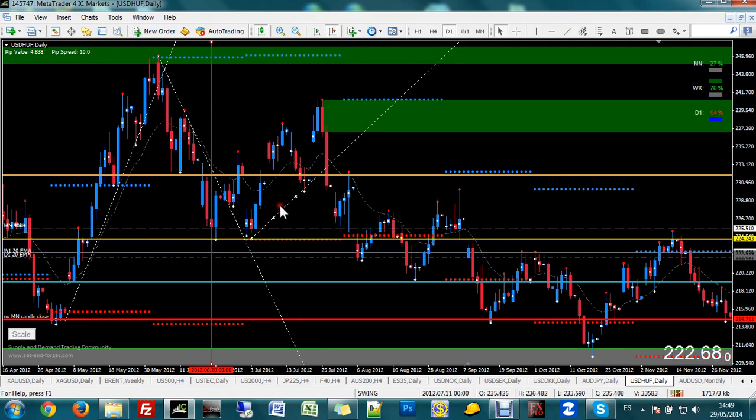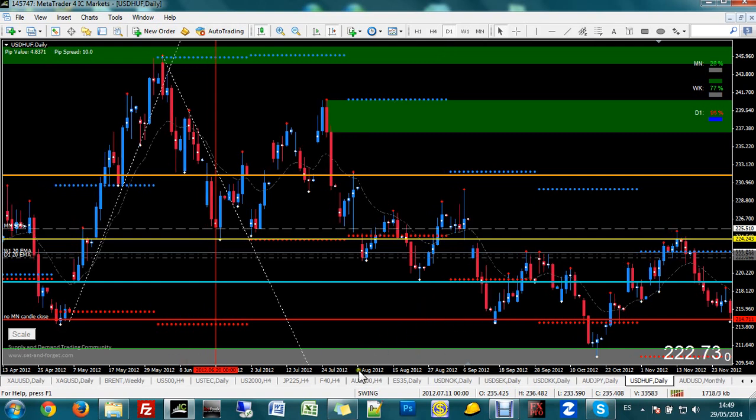Let me just remove all this on the monthly. I just want to show you how the monthly confirmation works. Minimum daily area of demand. So price now hits again the monthly area of demand. Okay, let me move all this over here. We hit the monthly area of demand there.